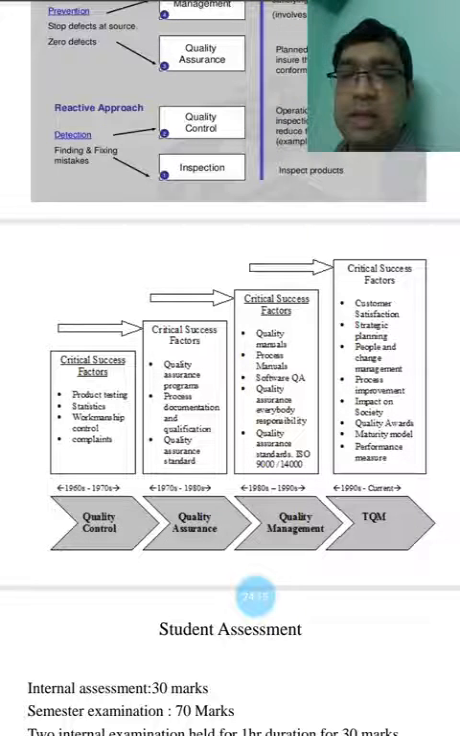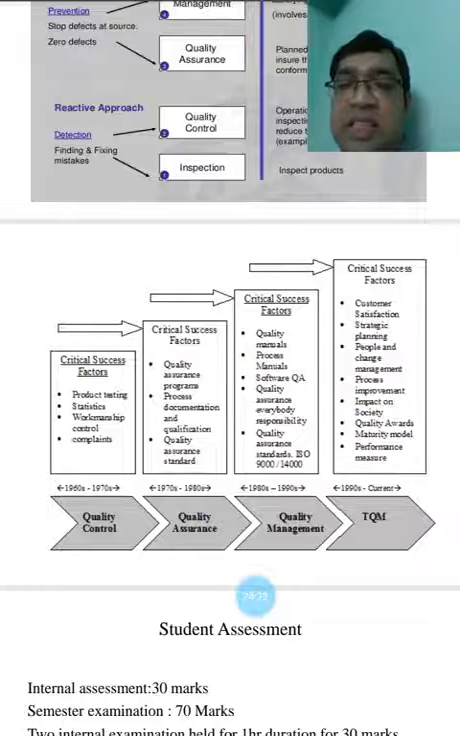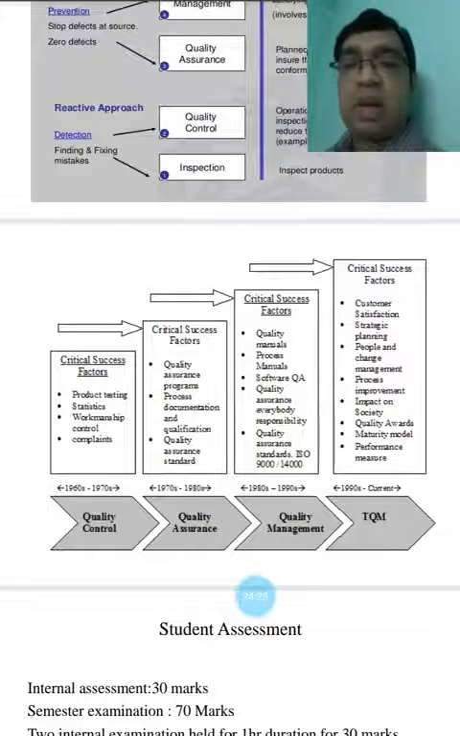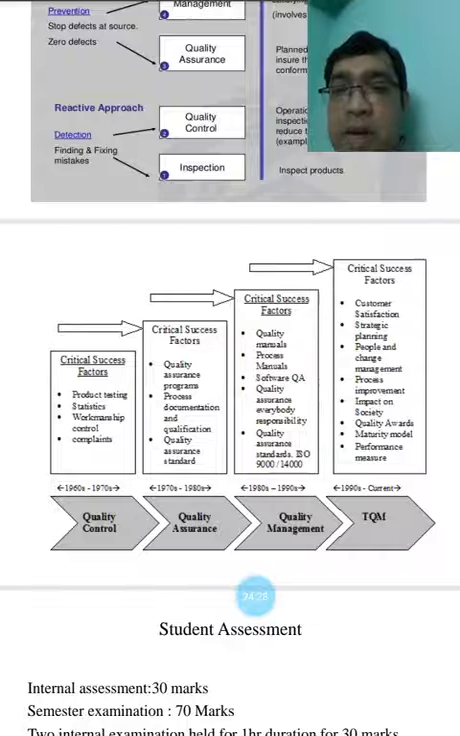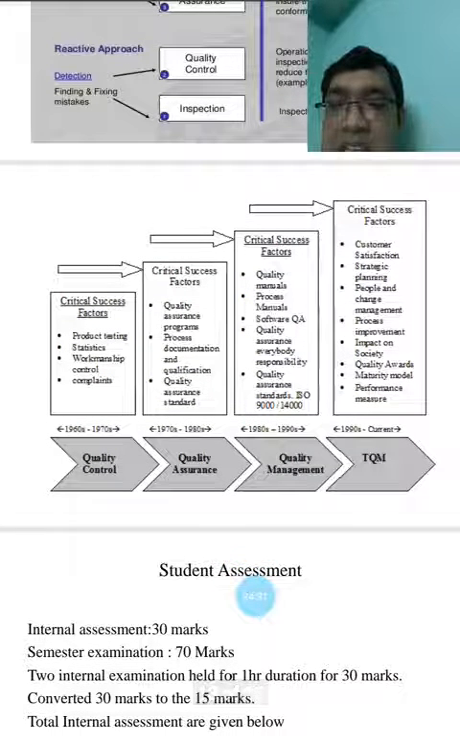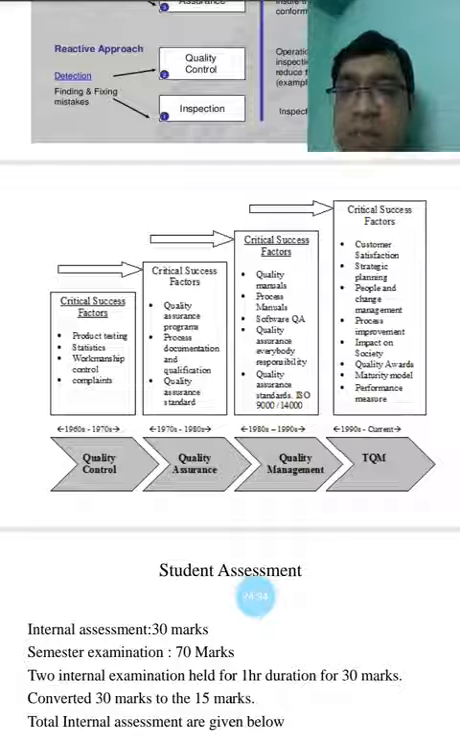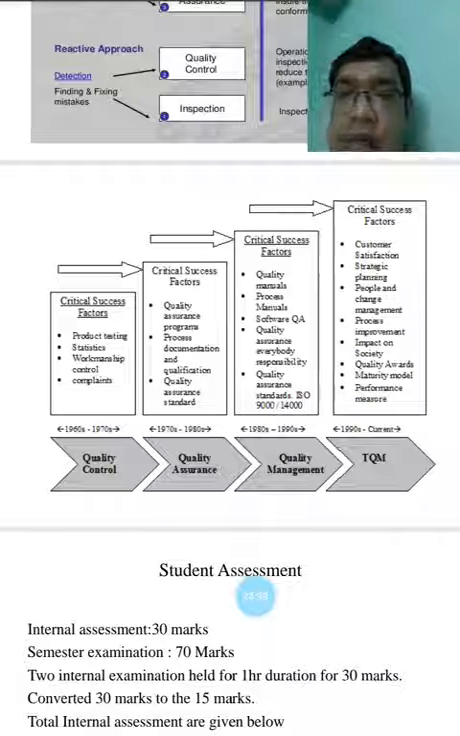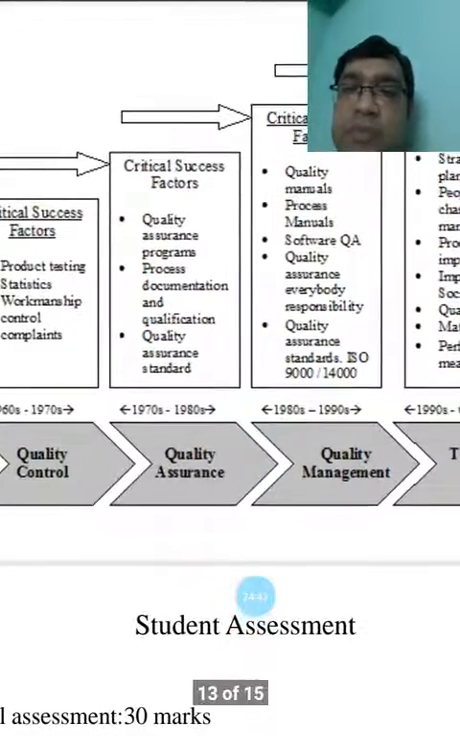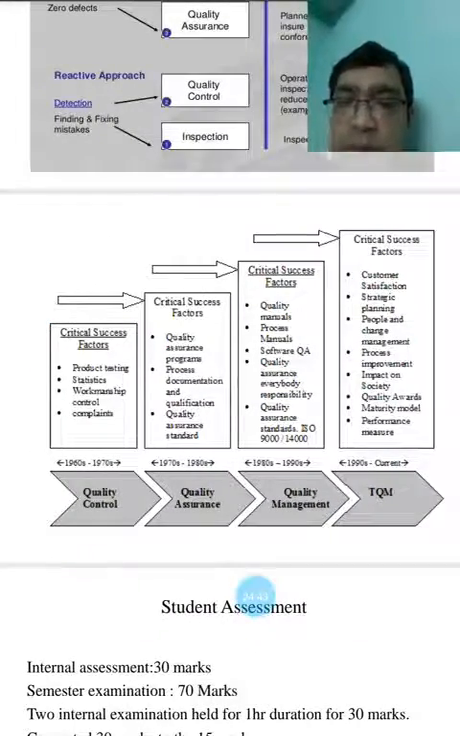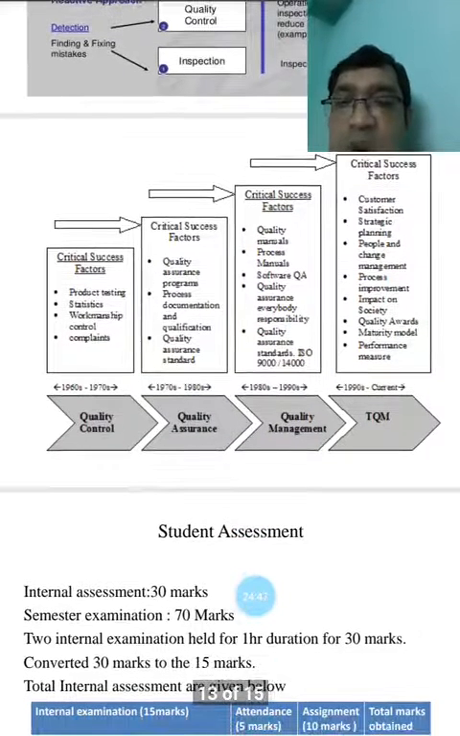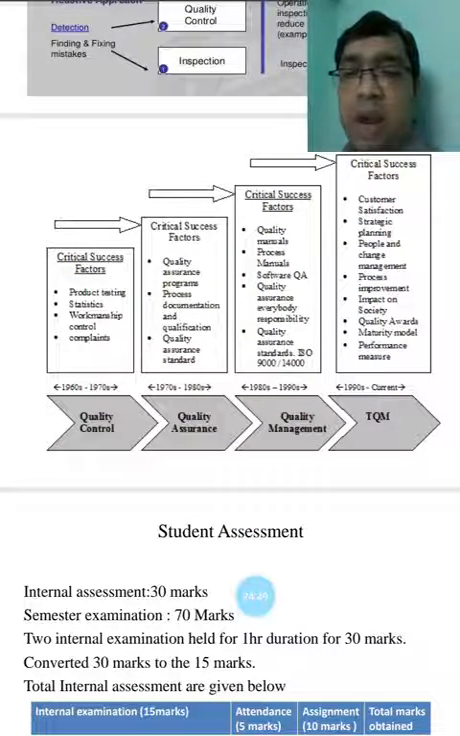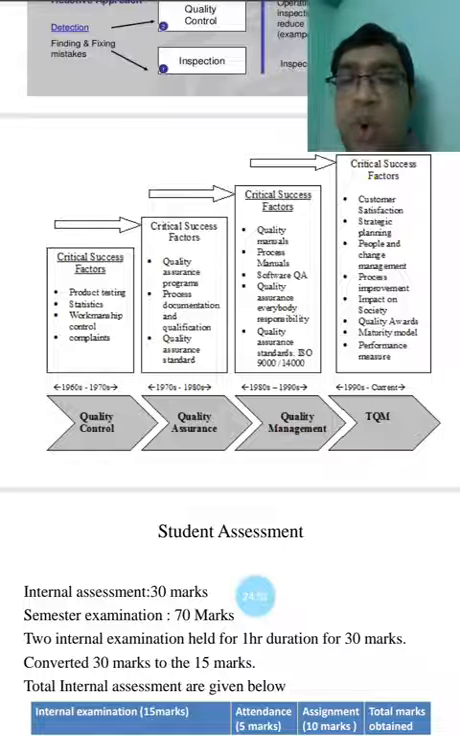The first is 1960 to 1970, which is quality control. That means the critical success factors will be identified or classified. That means product testing and statistics, workshop control and complaints. And another thing is that the critical success factors become, from 1970 to 1980, what is called quality assurance.